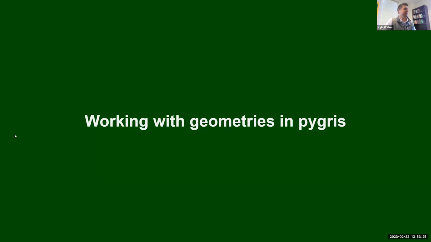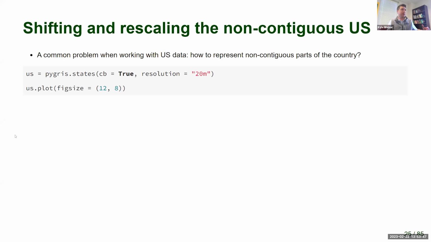So I want to finish off this first hour with a couple common use cases with functions that I solved over on the R side over the past couple years, and I wanted to bring that functionality to pygris and to Python as well. Those are a couple special geometry tools that I've written that are included in pygris. A common question that comes up when you're working with US data is, how do I represent non-contiguous parts of the country? Thinking Alaska or Hawaii or Puerto Rico, for example.